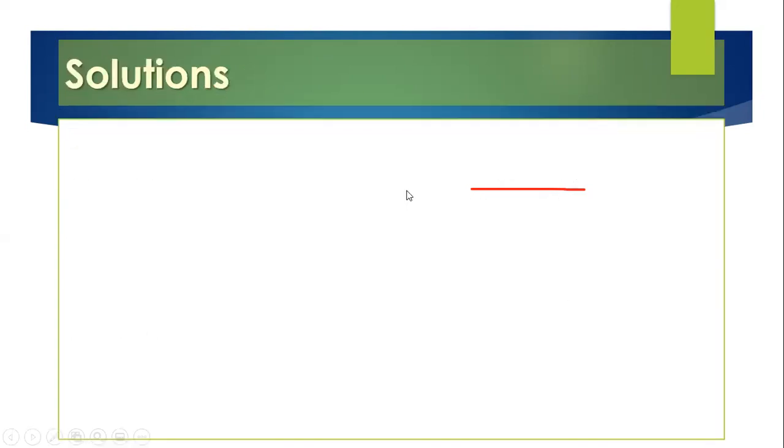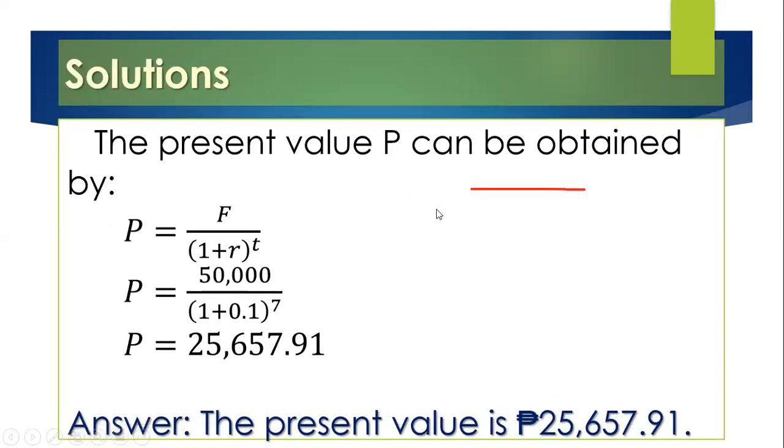So find P. Formula base, P is equal to F over (1 plus R) raised to T. So that is 50,000 pesos over (1 plus 0.1) raised to 7. Okay, so ang present or the principal amount pala ay 25,657.91.